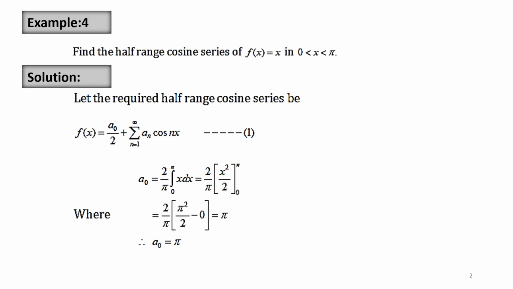Now we have to find the value of a naught. What is the formula of a naught? 2 by pi integral over 0 to pi f of x dx. Instead of f of x, substitute the value of f of x, which is x. Now integrate the x, you will get x square by 2. Substitute the limits 0 to pi and you will get a naught is equal to pi.